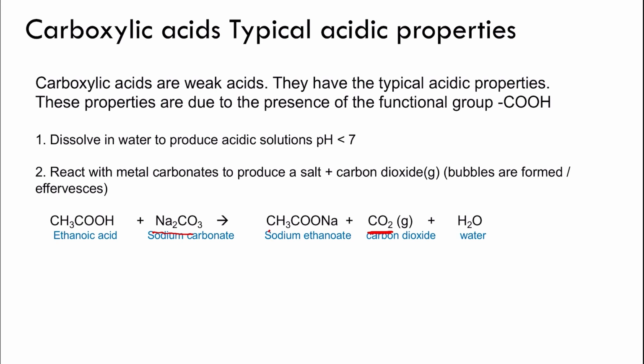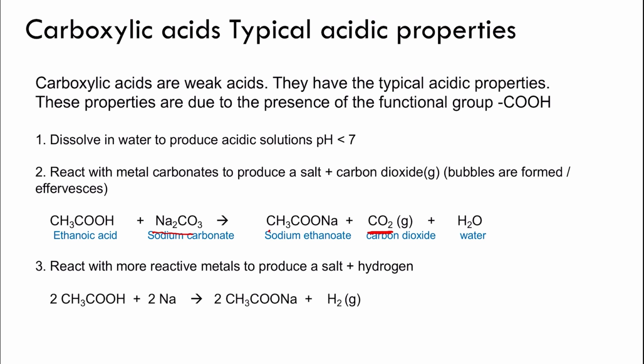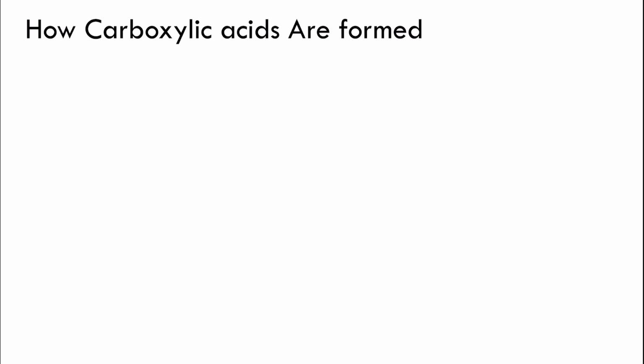They also react with more reactive metals to produce salt and hydrogen, and we can see that the reaction has happened because there will be bubbles of hydrogen. So ethanoic acid with sodium will give you sodium ethanoate and hydrogen gas. And finally, because they are acids, they will react with bases to give you salt and water. So the main source of the acidic properties is the carboxylic acid group. This hydrogen is acidic.